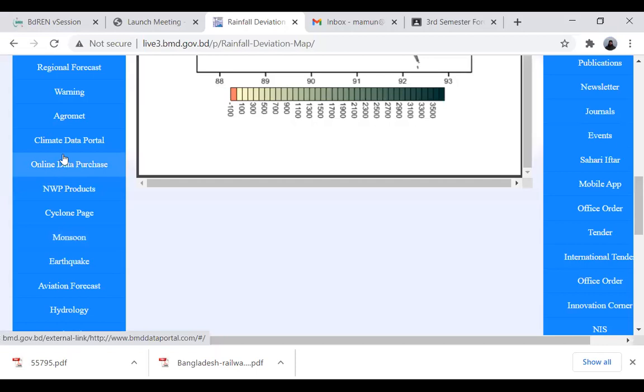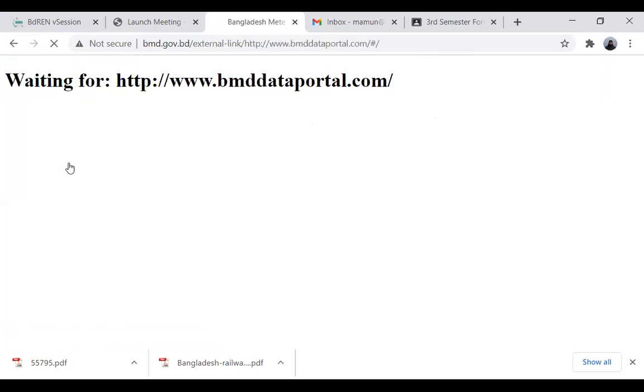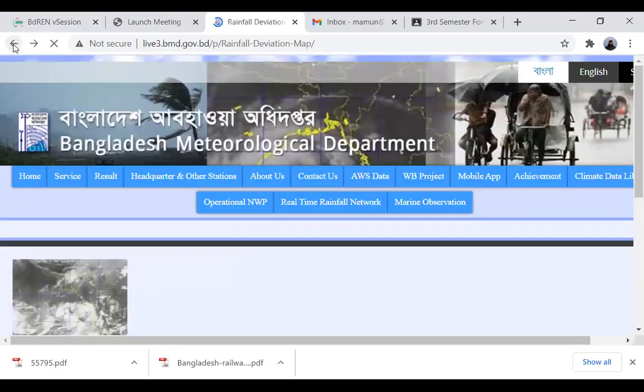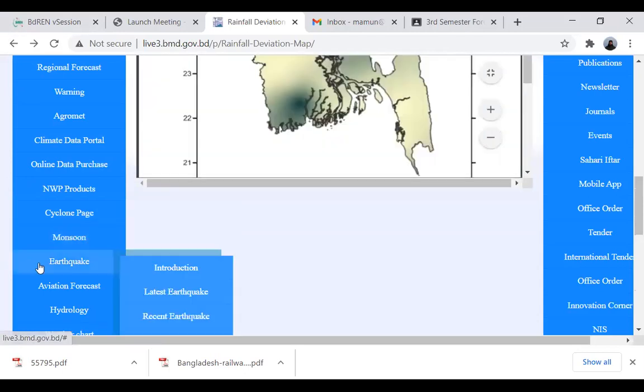Here is something: you can also purchase online data. That means, although that page is not in here, maybe you can also purchase some data sets online.